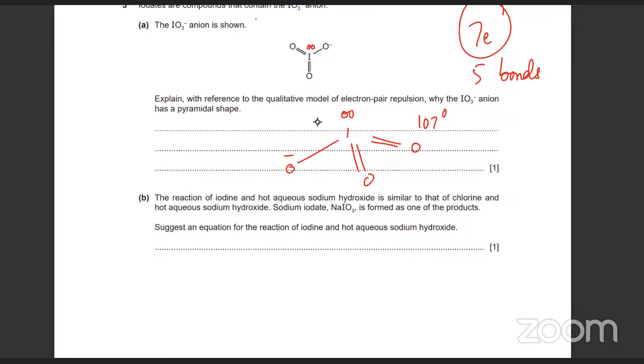The reaction of iodine with hot aqueous NaOH is similar to that of chlorine and hot aqueous NaOH. So basically it's the same reaction as chlorine. What happens if you react it with hot NaOH? It's going to form NaCl, it's going to form NaClO3, and it will form water. So instead of Cl, just change it to I, that's it.